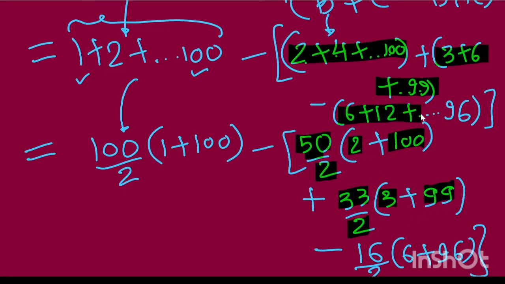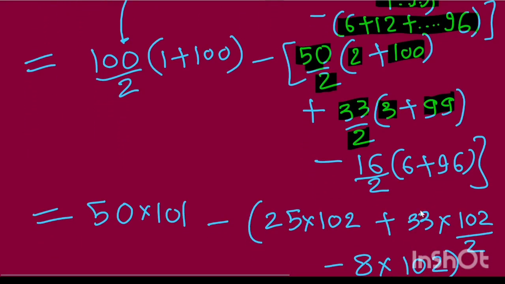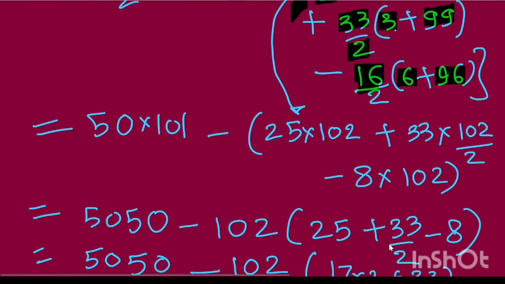Similarly, minus B intersection C, which is the multiples of 6, starting from 6 and onwards till 96. The number of terms is 16, and the first term is 6. Sorry, the last term is 96, so 6 plus 96. So guys, this sums up to 50 by 2, which is 25, times 2 plus 100, which is 102. Now 33 by 2 times 3 plus 99, which is 102, minus 16 by 2 times 6 plus 96.